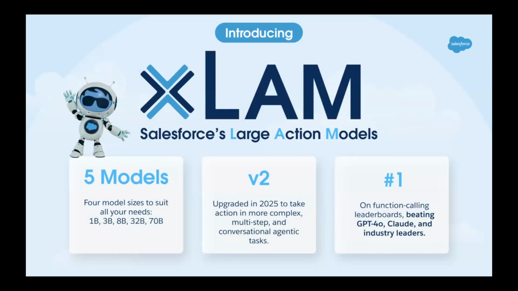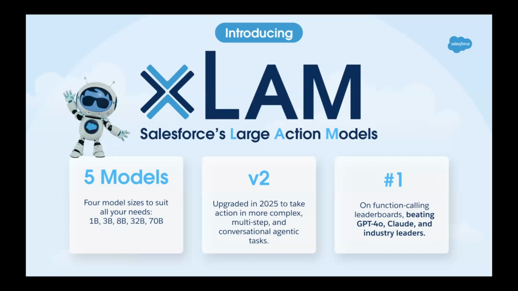So I want to introduce to you all our open source family of large action models that we call xLAM. I'm going to give you the link at the end so you can check it out. It's all on Hugging Face. We've just released the second version only a couple weeks ago, so this is very new. We've released 5 models ranging from 1 billion parameters all the way up to 70 billion parameters.